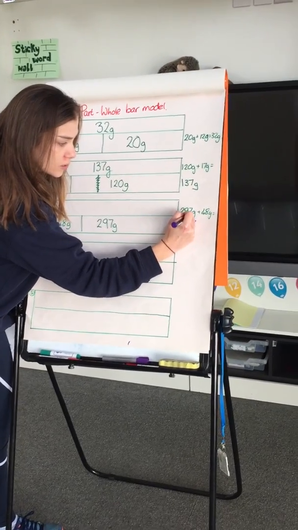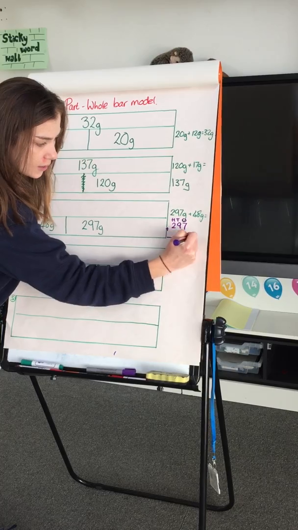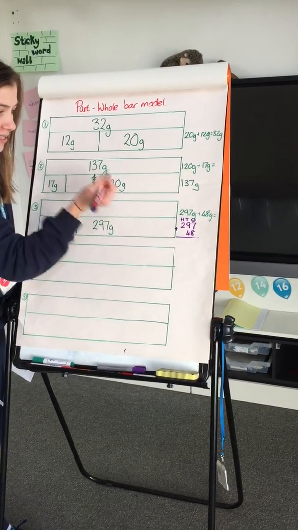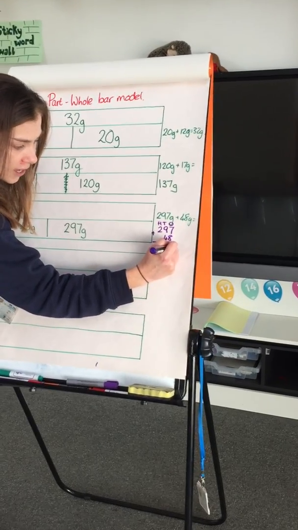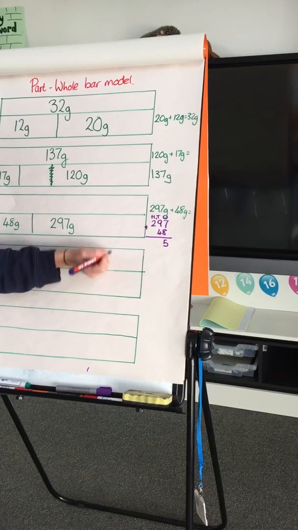297, I'm going to do my hundreds, tens and ones, add 48 grams. 8 add 7. 8 add 8 would be 16, so 8 add 7 must be 15. My 5 goes in my ones column, but my 10 I need to put in my tens column.